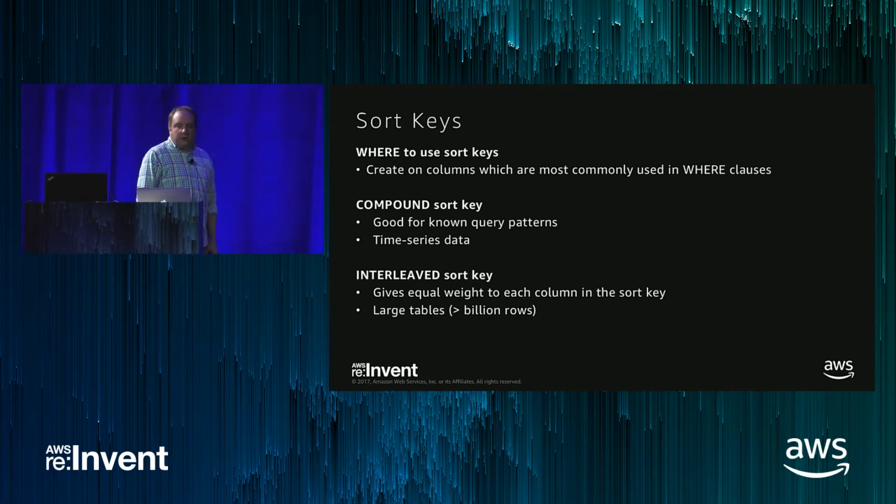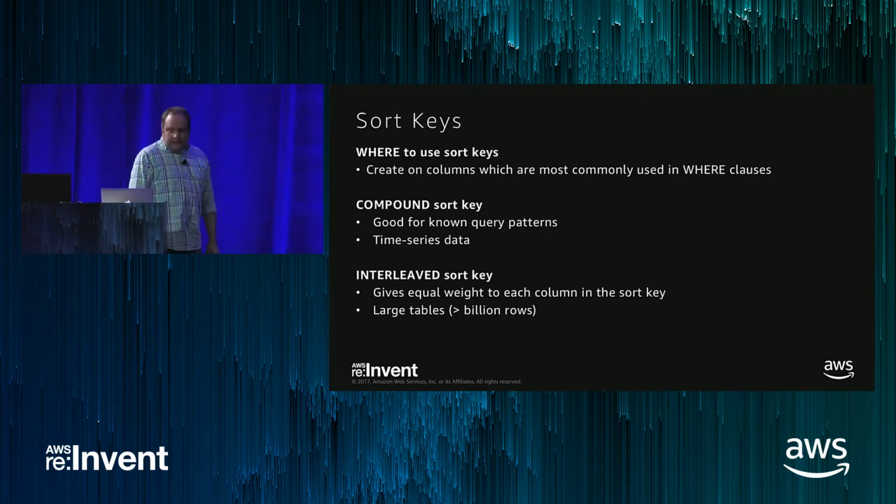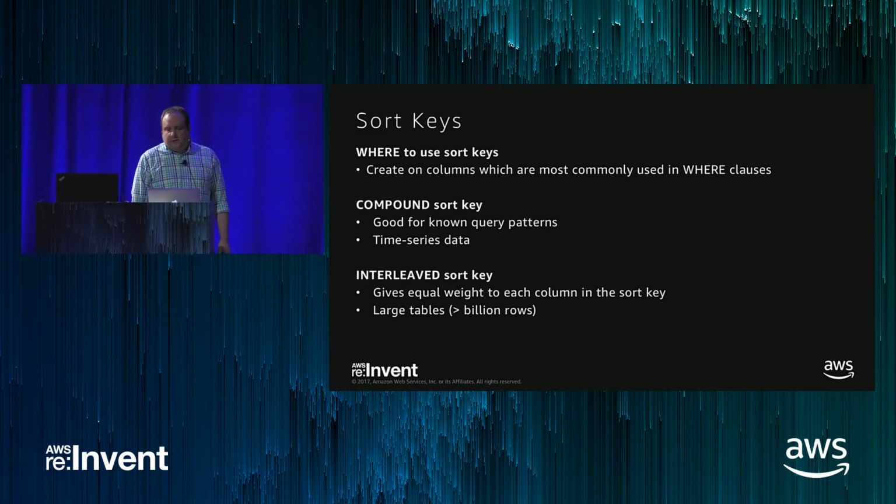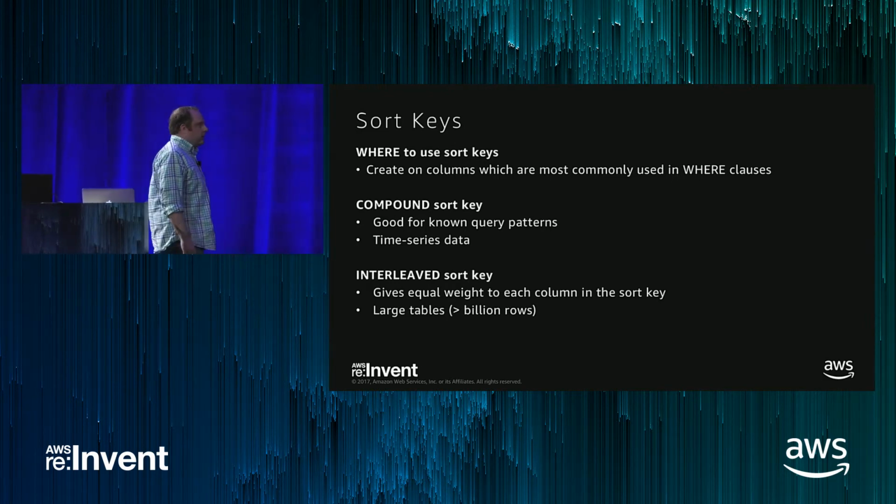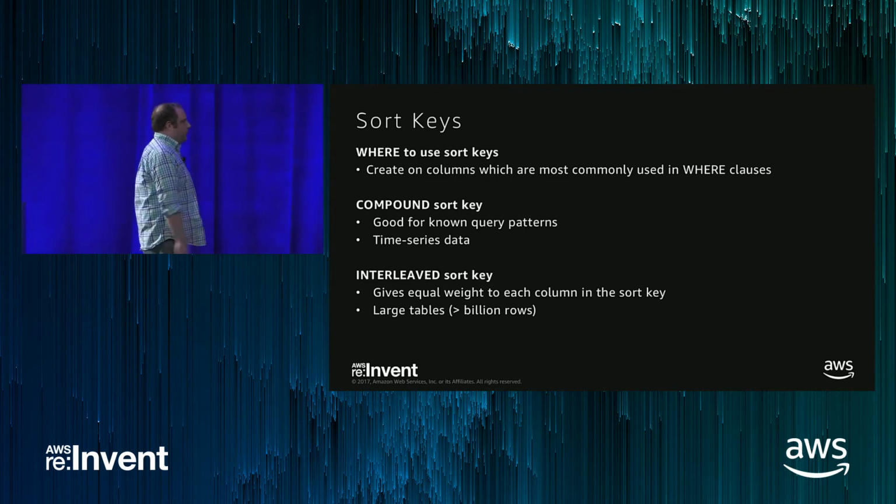Compound sort keys are good for known query patterns like time series data. Interleave sort keys give equal weight to each column in the sort key. The interleave sort key is also good against very large tables, for example, something with 1 billion rows.